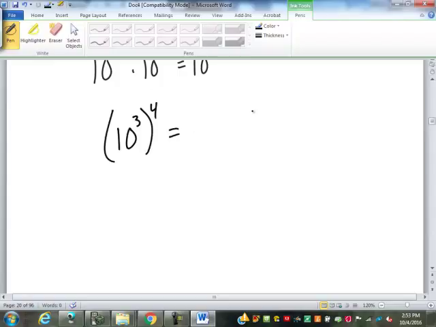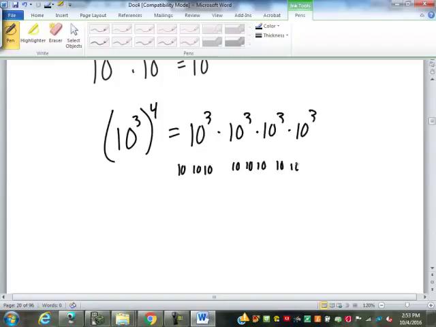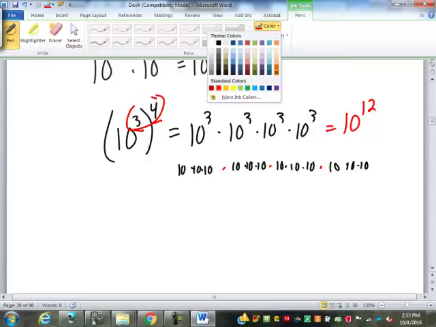What's that mean? Well, it means we're going to have 4 10 to the thirds multiplied together, right? If I wrote these all out, I got 10 to the 3rd there, I got one there, and one here. If I'm multiplying those all together, I have how many total 10s multiplied together? 12. 10 to the 12th. And you said it, the shortcut is if I have a power raised to another power, I can just multiply those. 3 times 4 makes 12.